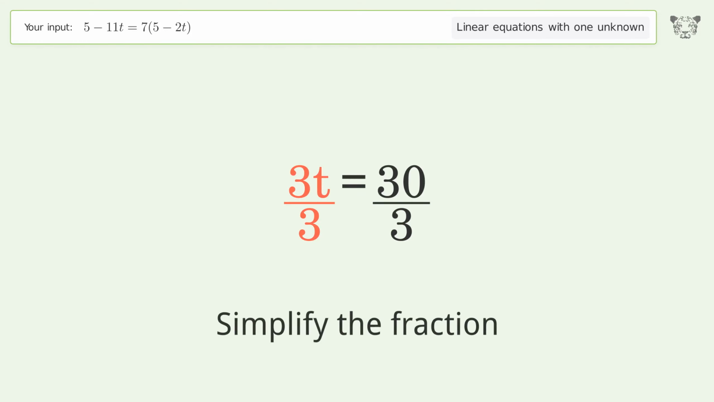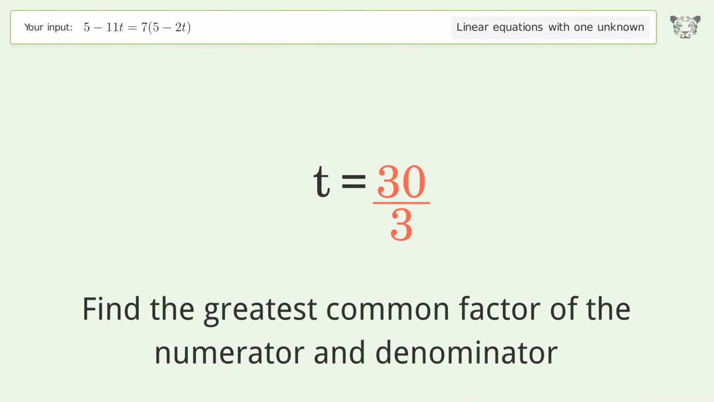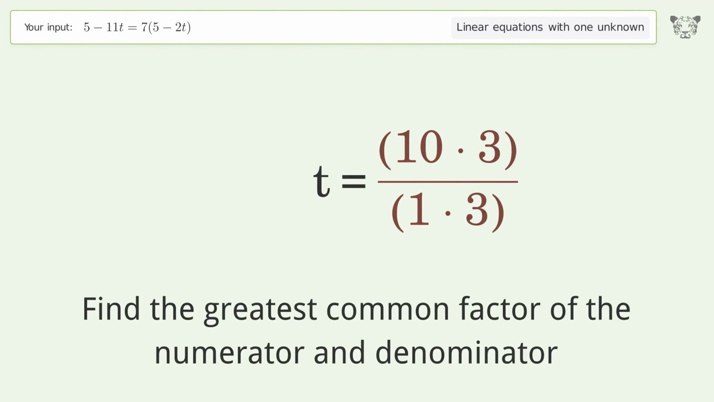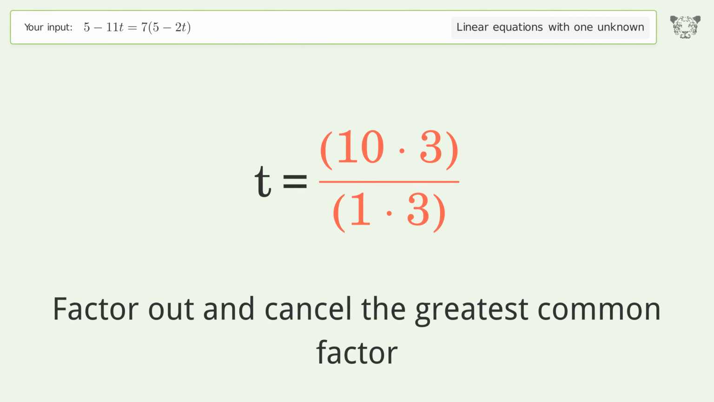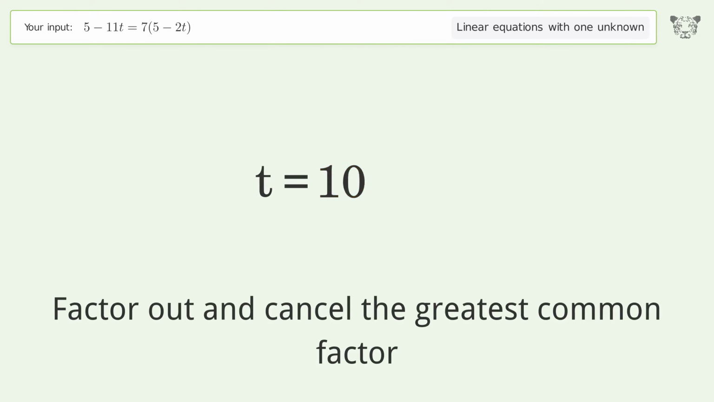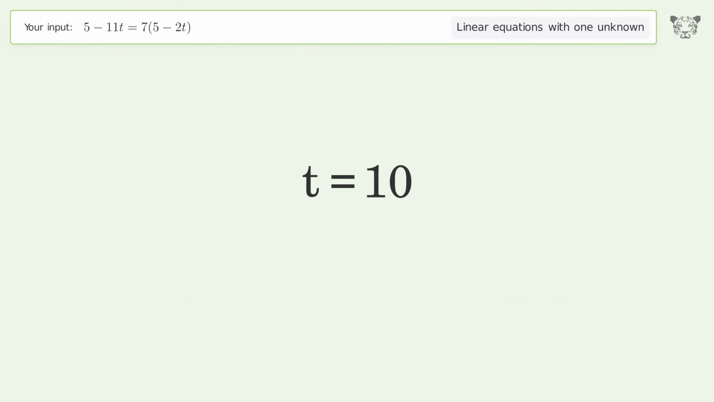Simplify the fraction. Find the greatest common factor of the numerator and denominator. Factor out and cancel the greatest common factor. And so the final result is t equals 10.